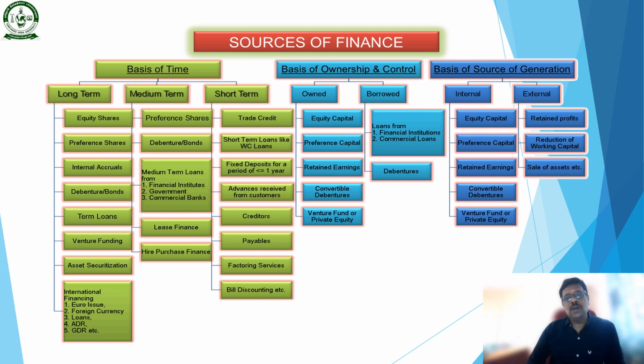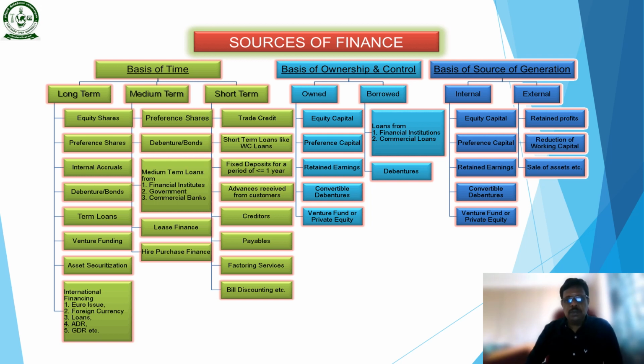Short term, within a year, a company can maintain its funds through trade credit, short term loans like working capital loans, fixed deposit for a period of 1 year, advances received from customers, creditors, payables, and factoring services. Factoring is a financing technique in which there is an outright selling of trade debts by a firm to a third party, that is a factor.